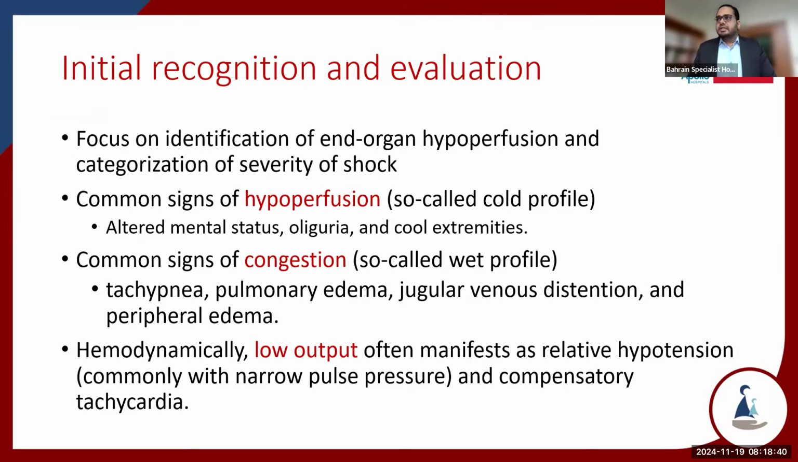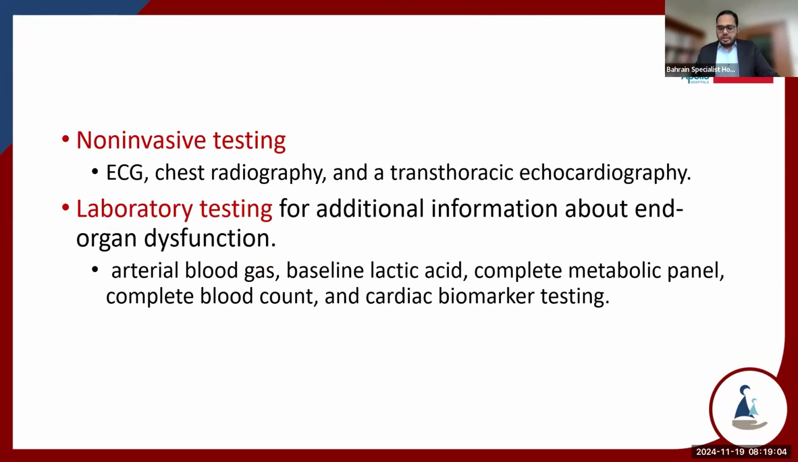Hypoperfusion can manifest as altered mental status, oliguria, or cool extremities. There can be signs of congestion because these patients have concomitantly cardiogenic shock and sometimes pulmonary edema. So they may have tachypnea, pulmonary edema, raised JVP, peripheral edema if they've been in it for a long time, and then hypotension with a narrow pulse pressure and a compensatory tachycardia. So these are the signs of cardiogenic shock to evaluate.